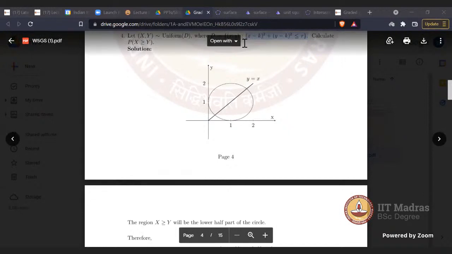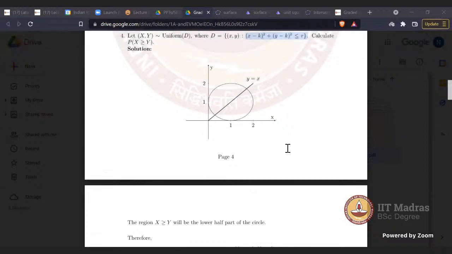Yeah, got it. I first calculated it with the center at 1, 1, so it took so much time, but at first glance it is clearly half.